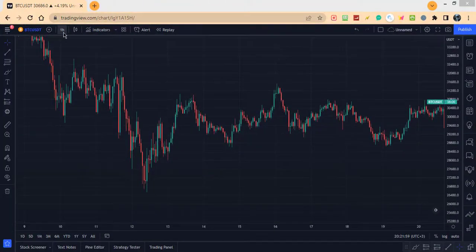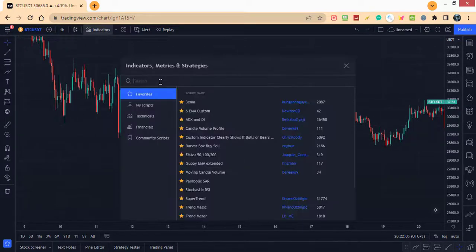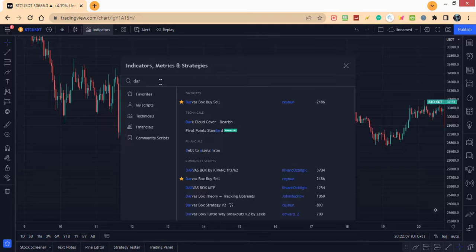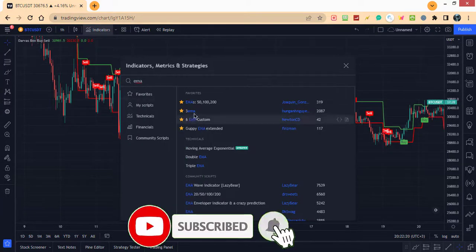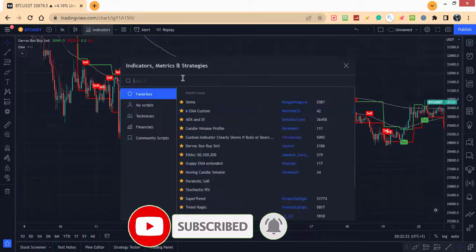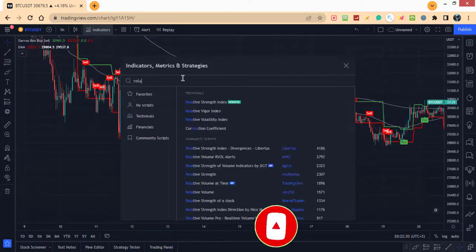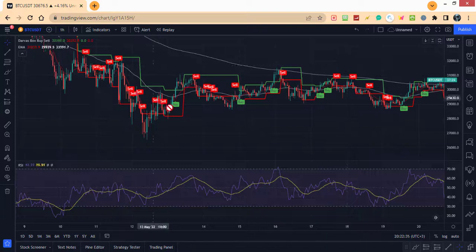So viewers, let's jump to our indicator setup. First of all, change the time to 1 hour, and we will search for indicators. First of all, Darwis box buy and sell. So this one you can note it down, and you will click on this, and then we will use EMA. You can use any EMA, and then we will use relative strength index, that is RSI.